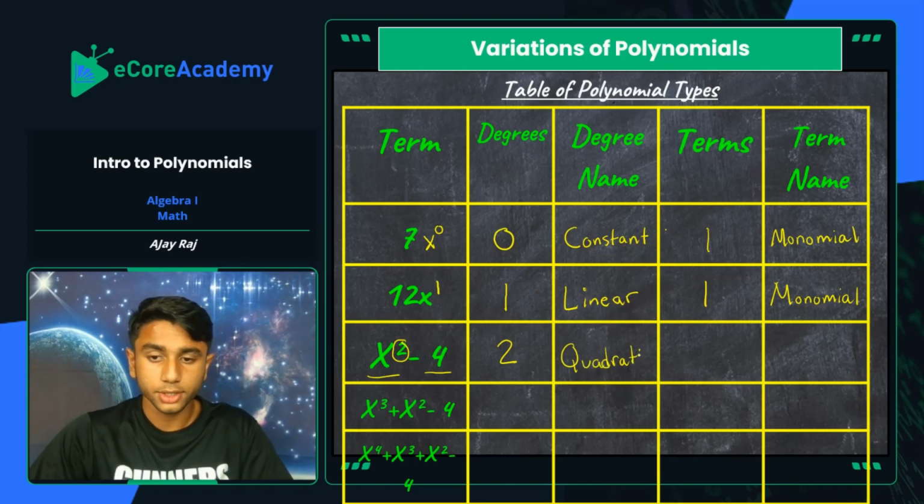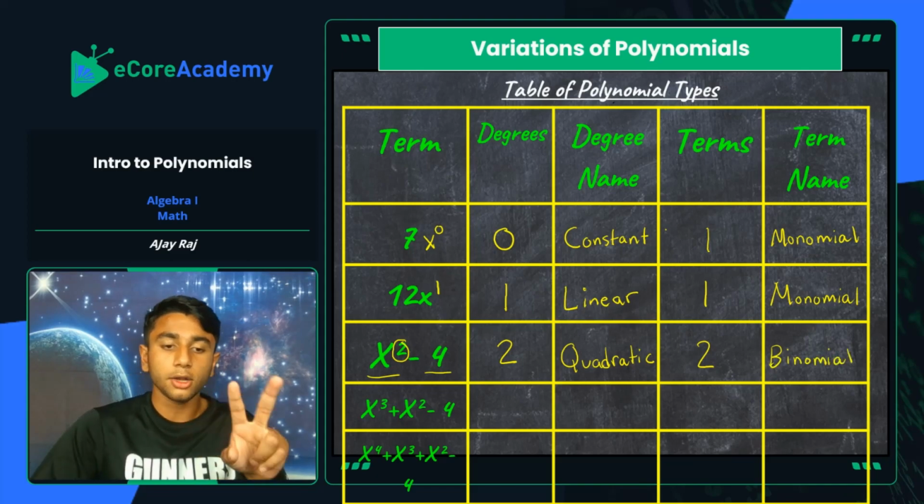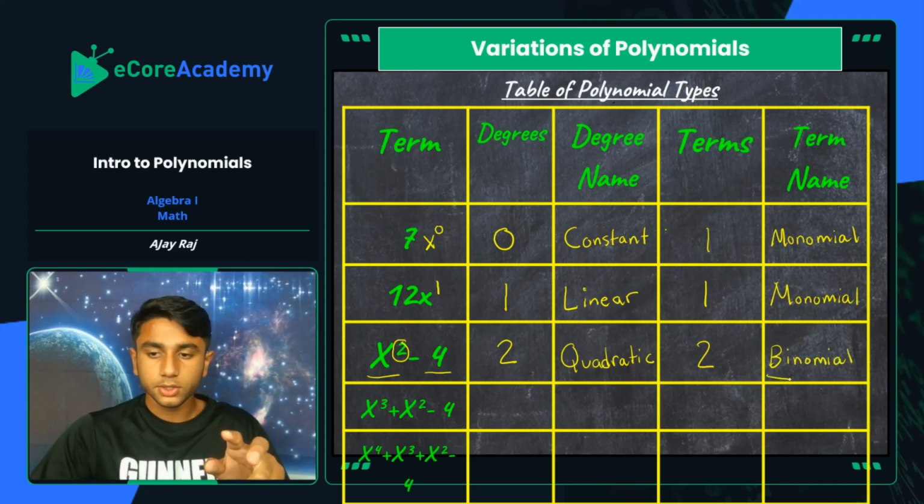If you look to your quadratic equations, that all has x squared in it. So that's where the square for quadratic really comes from. Then the number of terms, that's just going to be 2 terms. And this is something interesting. The term name for this polynomial is actually going to be a binomial, because it has 2 monomials. Think of bi as 2, so it's going to be a binomial, a specific type of polynomial.